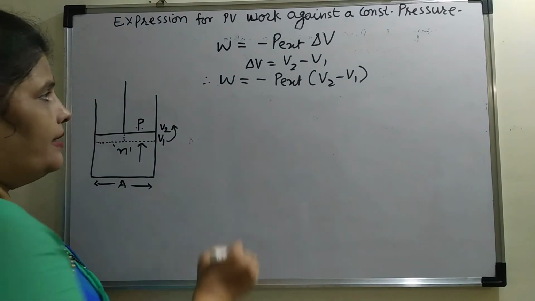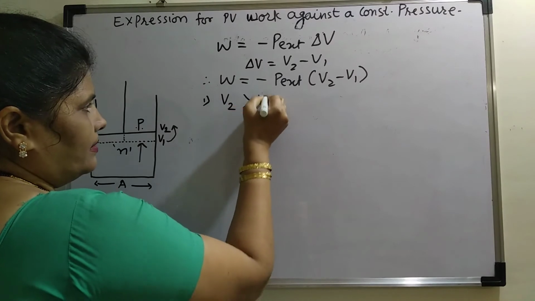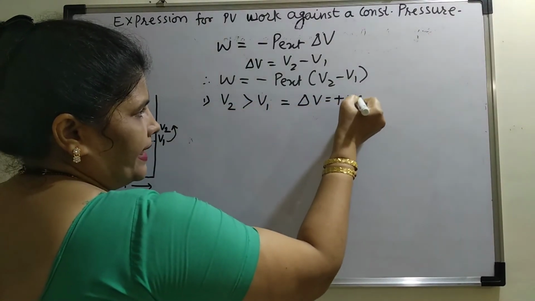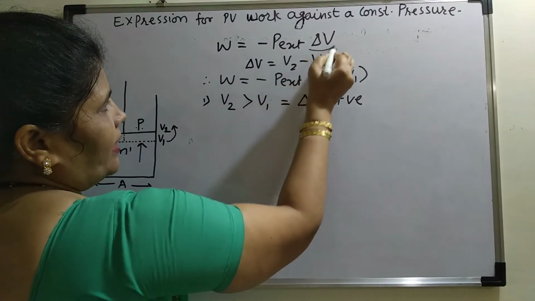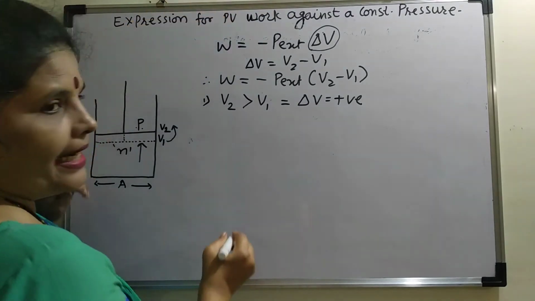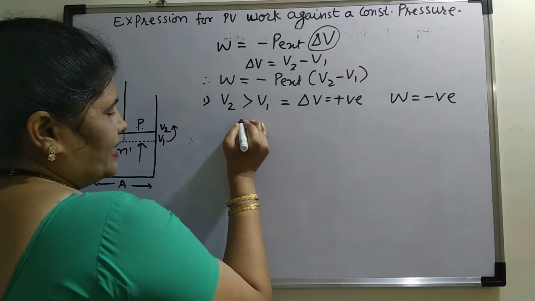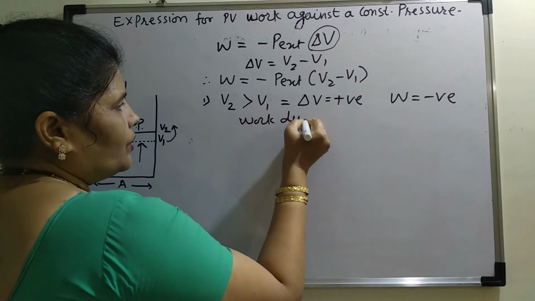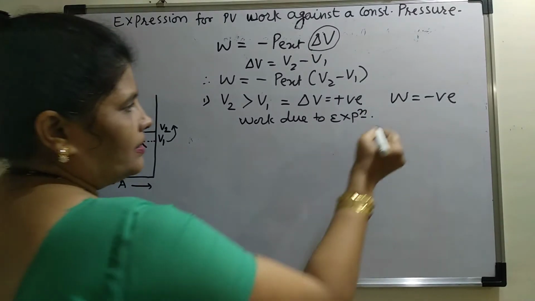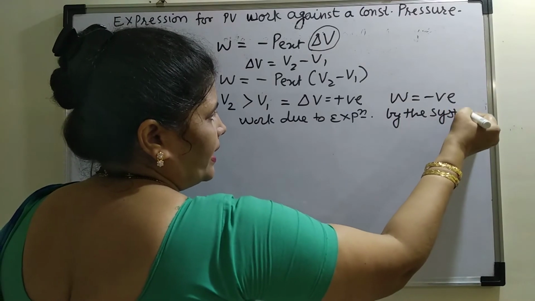Now, let us see the conditions. The first condition: if V2 is greater than V1, what does that mean? Delta V is positive, so the product will be negative and the work will be negative. It means W is negative, which is the work due to expansion. So, who is doing the work? This work is done by the system on the surroundings.